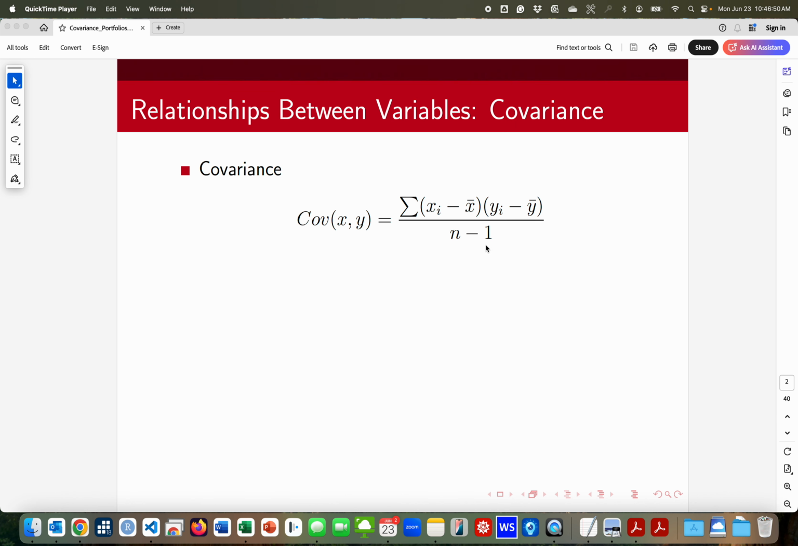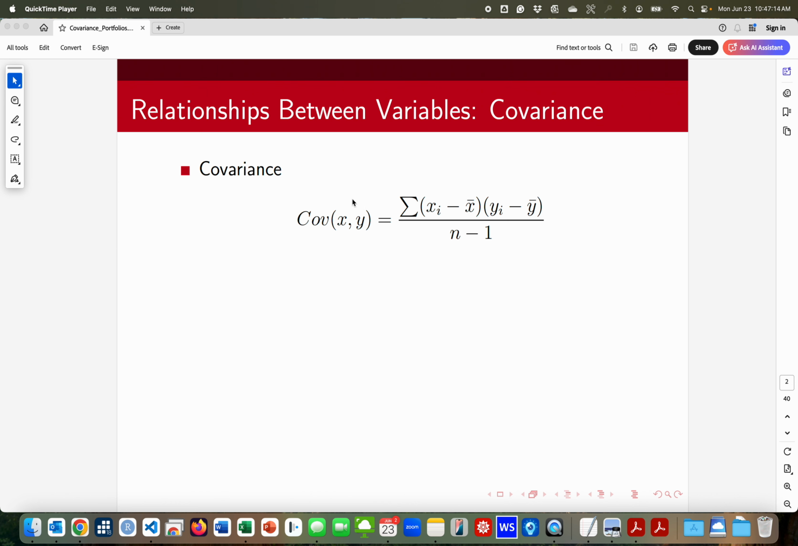So covariance is something that was covered in a previous stats class, in Econ 206 or wherever you took that. And this is how we calculate the sample covariance. It's the difference between what we observe for x and the mean of x, and what we observe for y and the mean of y. So covariance is a concept that we think about when we're looking at more than one variable at a time.